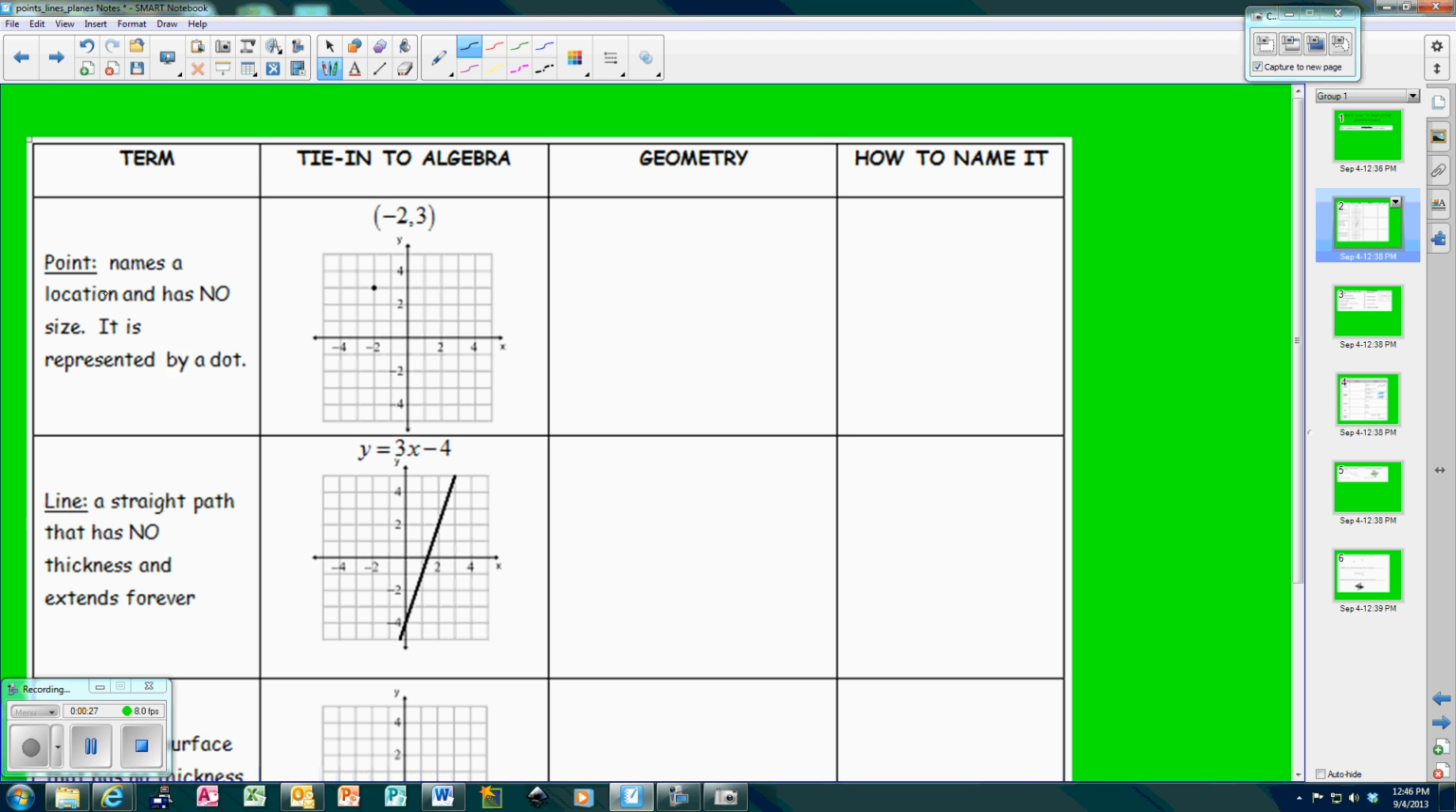So the first one is a point. A point names a location. It has no size and it's represented by a dot. For example, (-2, 3) is located there. In geometry, it looks like this, point P. And we name it by a capital letter.